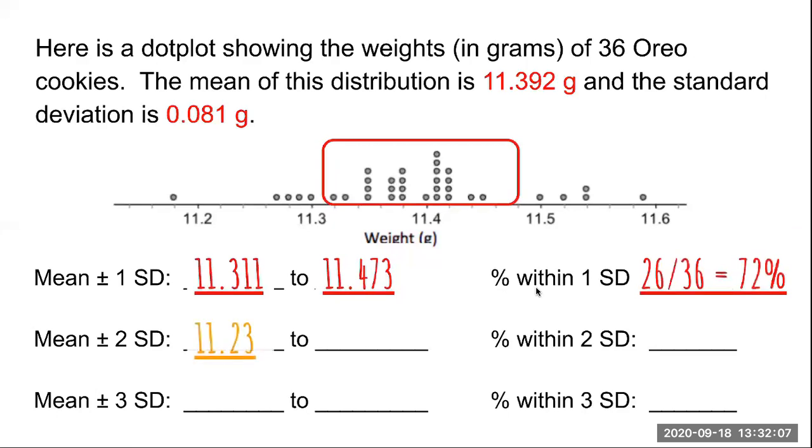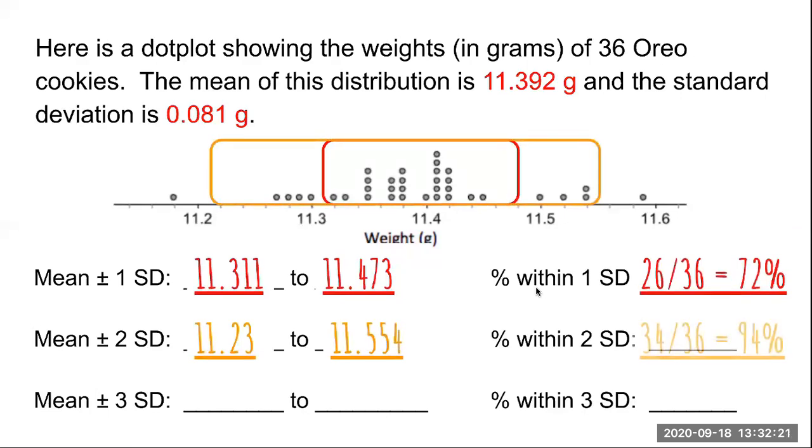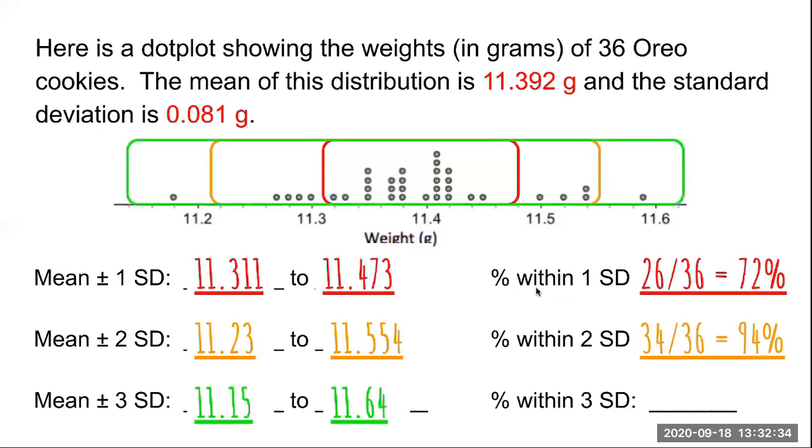We can do the same thing. Subtracting 2 standard deviations from the mean, we get 11.23, and adding 2, we get 11.554. That would be all of these are within 2 standard deviations of the mean. So we get about 34 out of 36, it looks like, 94%. And then lastly, 3 standard deviations of the mean, that would be 11.15 to 11.64. And then that would be pretty much all of them, it looks like. That would be 36 out of 36. 100% of the data is within 3 standard deviations of the mean for this roughly normal shaped dot plot.